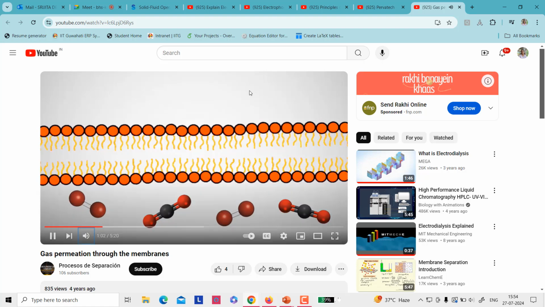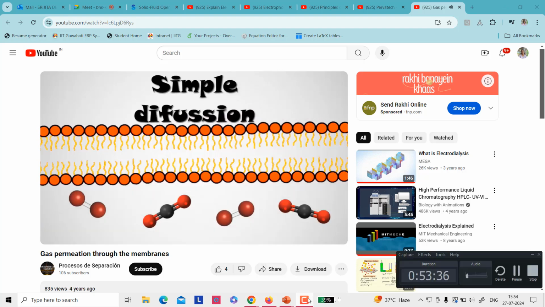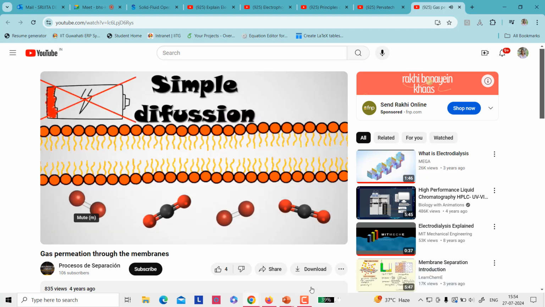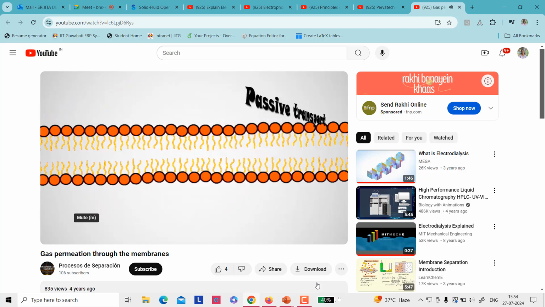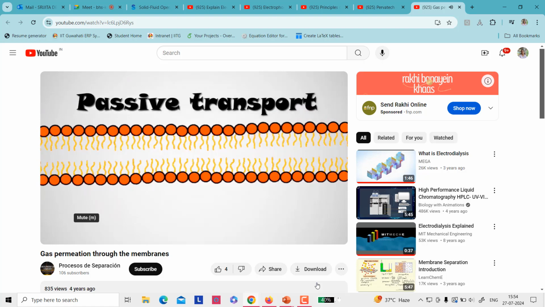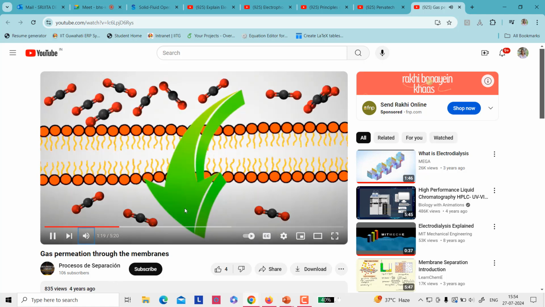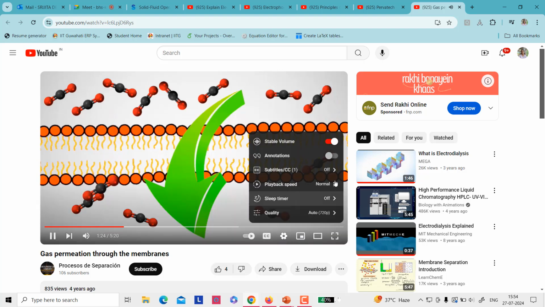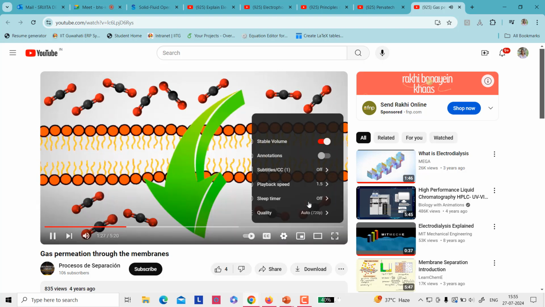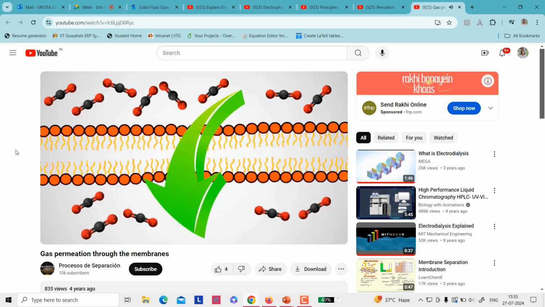This is known as simple diffusion. It doesn't take any energy to move these molecules in or out, so this is known as passive transport. Simple diffusion moves with the flow, meaning it moves with the concentration gradient. Molecules move from a high concentration to a low concentration. So when you hear someone say it's going with the concentration gradient, that's what it means.